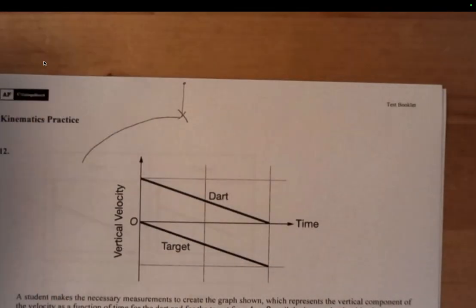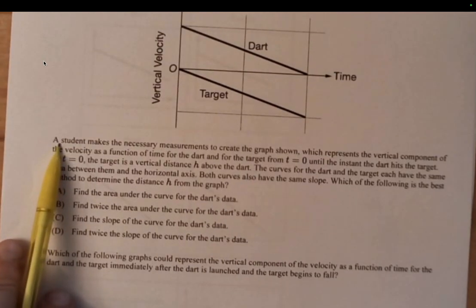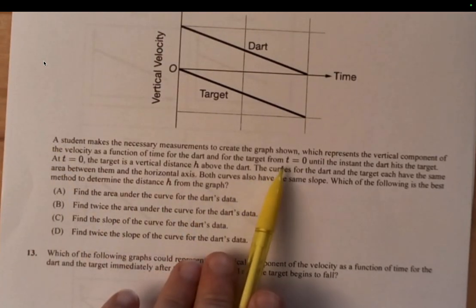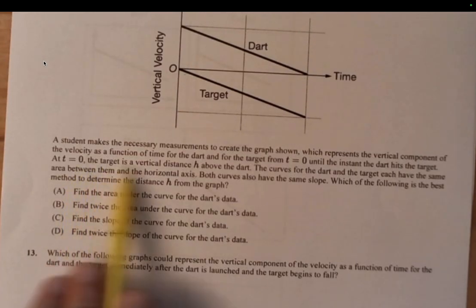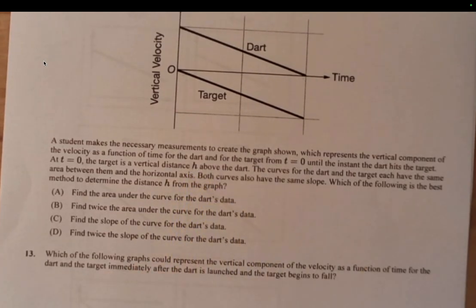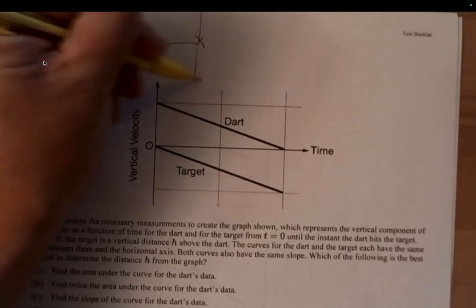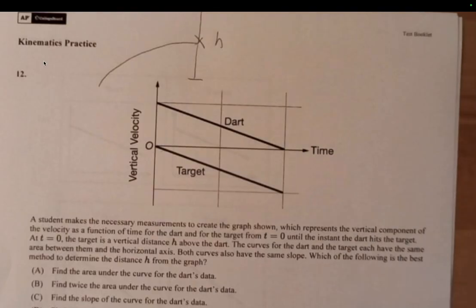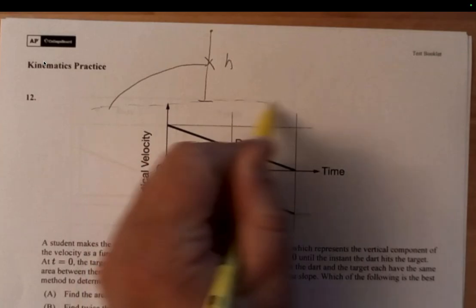And they hit at the same time. And that's what this part says. So the student makes the measurements here, saying that at t equals 0, the target moves this vertical distance h above the dart, and the curve shows, basically going from here to here is this height h. And this is the ground.